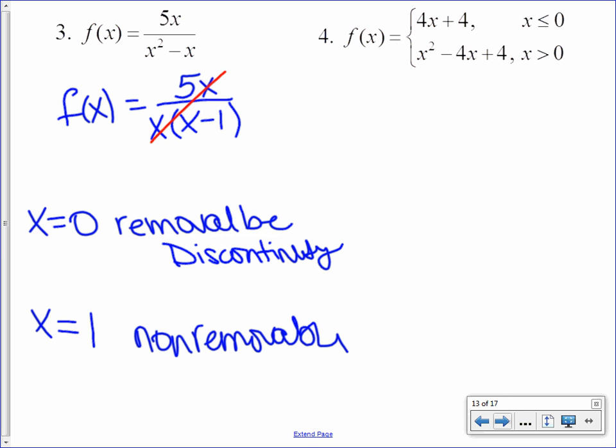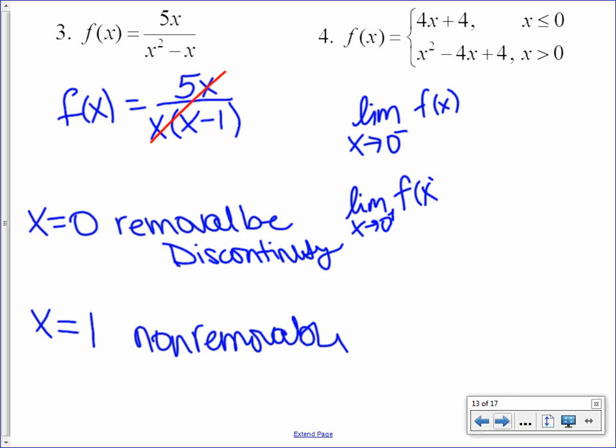Let's do the limits. We need to see if we have a break or not in our piecewise function. So we need to look at the limit as x approaches 0 from the left and from the right, because that is where our domain breaks. So what is the limit as x approaches 0 from the left? 4. What's the limit as x approaches 0 from the right?